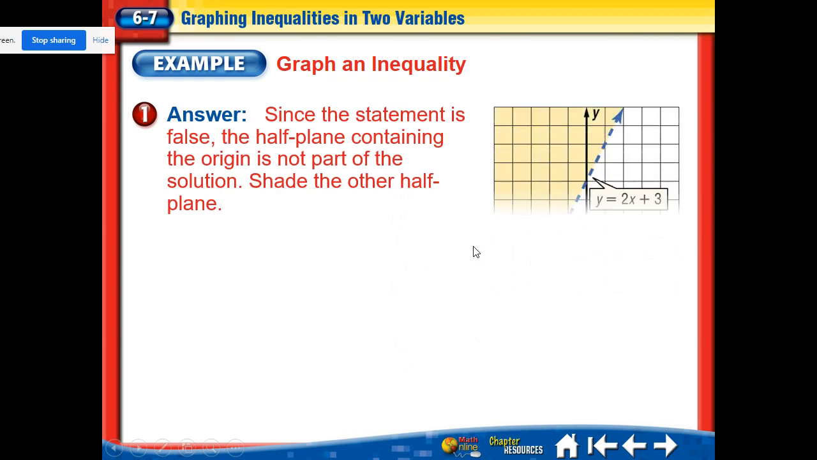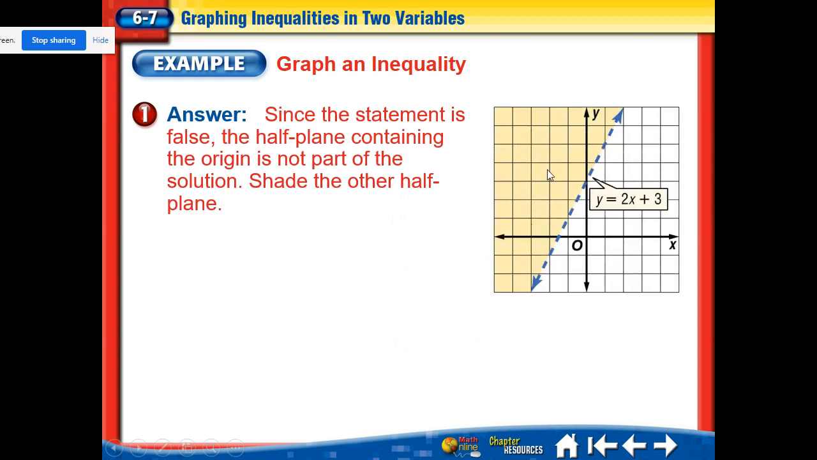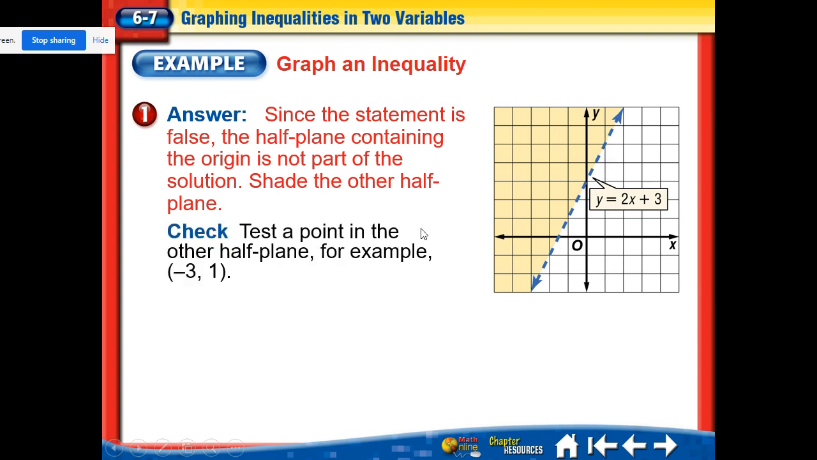So when I make my line, notice I do the shading. If you have a different color or you just want to fill it in, either one is fine. And again, this is dotted. If you want to test another point just to make sure, let's go -3, 1, that's this point here.